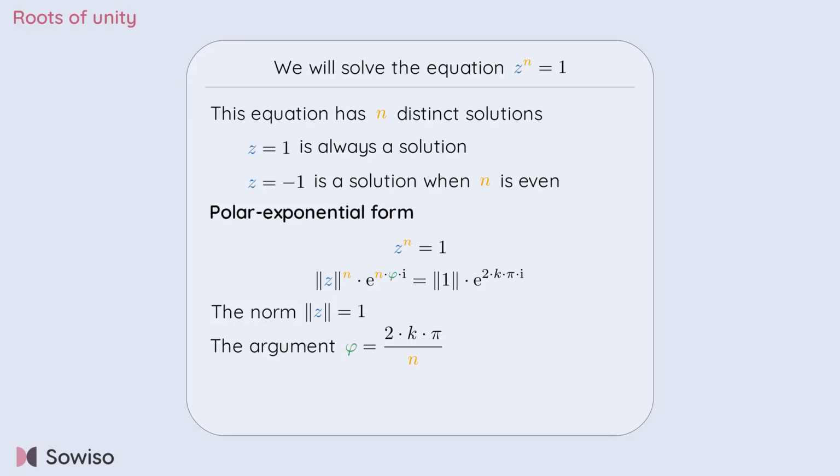Notice that when k equals 0, we also get phi equals 0, so z equals 1. When k/n is 1/2, then phi is π, which means z equals -1. This can only happen if n is even. Therefore, there are n solutions for phi, larger than -π and smaller than or equal to π.